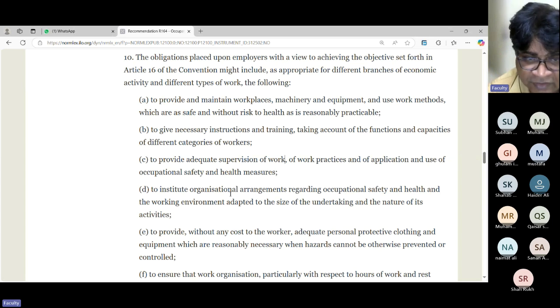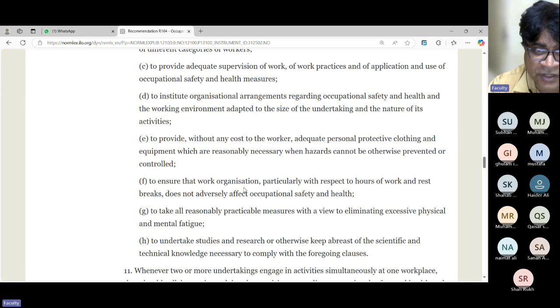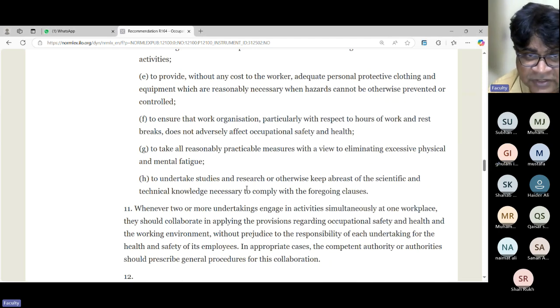to institute organization arrangements regarding occupational safety and health and working environment adapted to the size of the undertaking, to provide without any cost to the worker adequate personal protective clothing and equipment which are reasonably necessary when hazards cannot be otherwise prevented or controlled, to ensure that the work organization, particularly with respect to hazard, does not adversely affect occupational safety, to take all reasonable practical measures with a view to eliminating excess physical and mental fatigue, to undertake studies and research or otherwise keep abreast of the scientific and technical knowledge necessary to comply with the foregoing clauses.